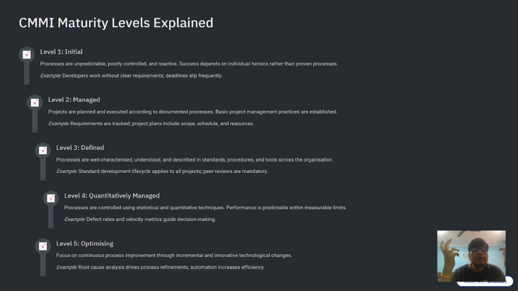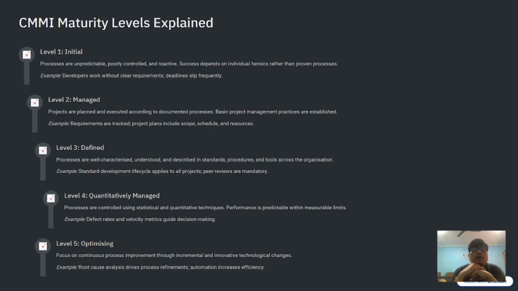An example here is that requirements are tracked. The project plan includes scope, schedule, and resources. Now we have a control brought onto the project. But still we have to move ahead to the next maturity level, and that is the defined.